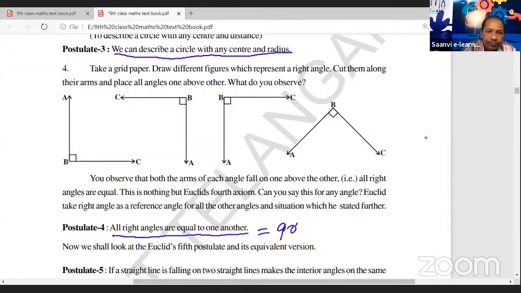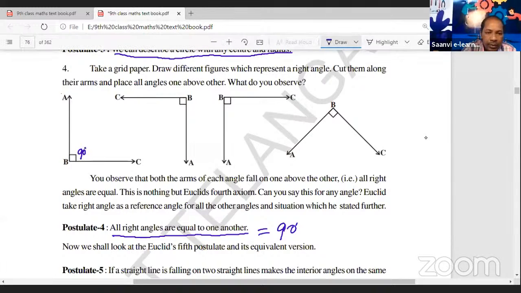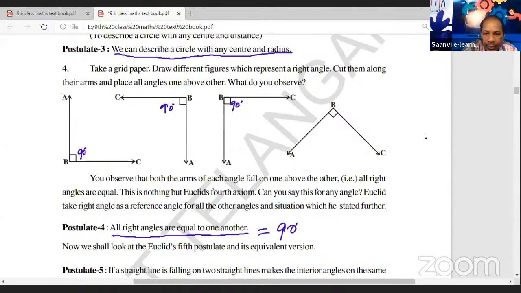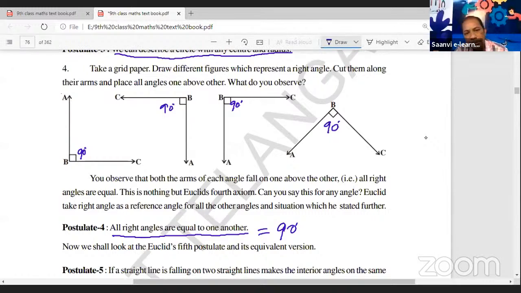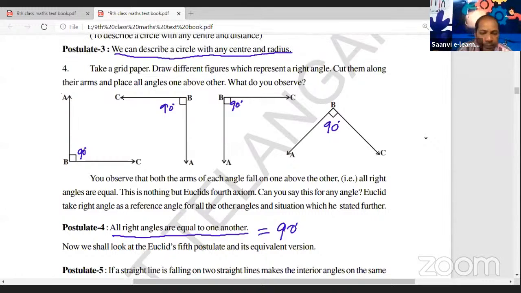See here some figures are given. If we draw like this, here angle B is the right angle. And if we draw like this also, if you measure angle B, we get a right angle, that is 90 degrees. And if we draw like this also, at B only we get a right angle of 90 degrees. It means if we draw any right angle, it will show the same. So this is postulate 4.